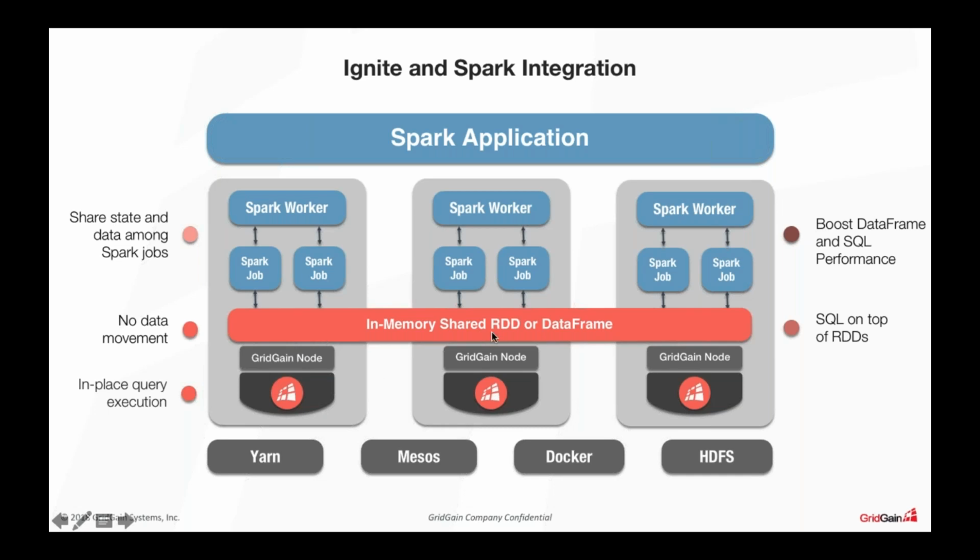If you use RDDs or data frames, all the data that is stored in Ignite will be shared. So when you use RDDs with Ignite as a data storage, they are mutable. Every RDD is mapped to an Ignite cache or Ignite table, and whatever you change in your RDD will be updated in Ignite, and every change will be visible to Spark workers. And the other benefits that we've already listed are in-place query execution, like SQL on top of RDDs, boosting of data frames, SQL performance, etc.